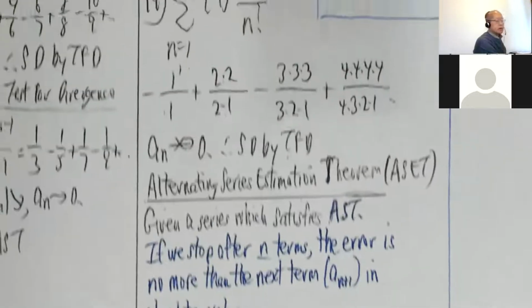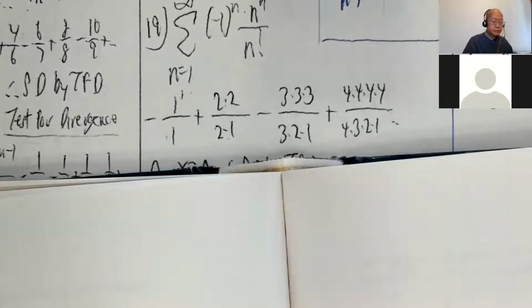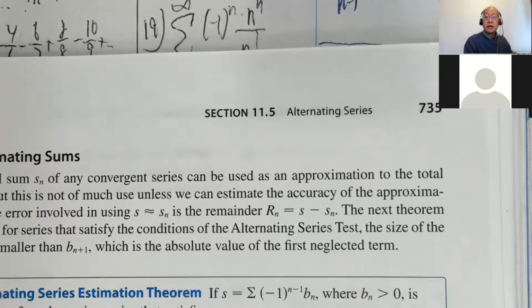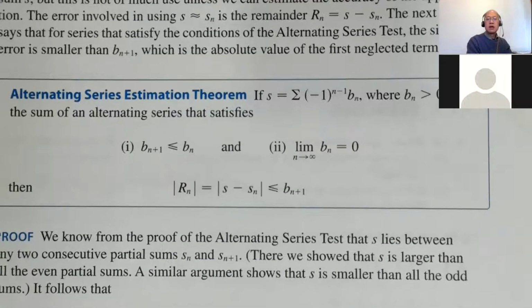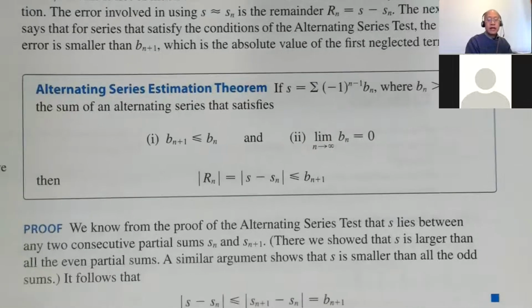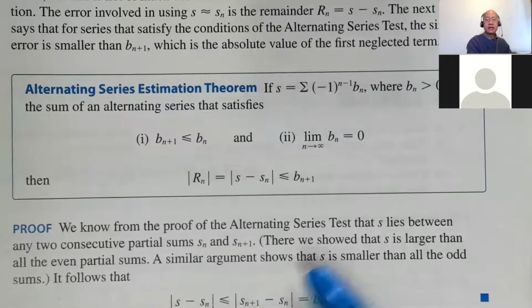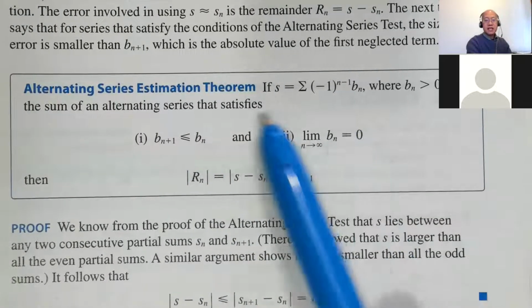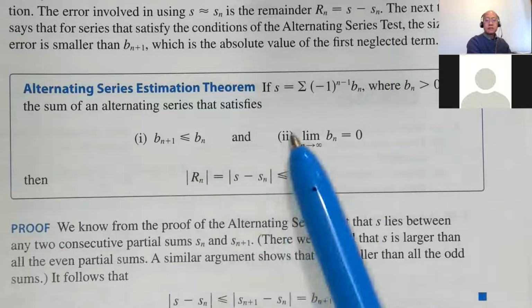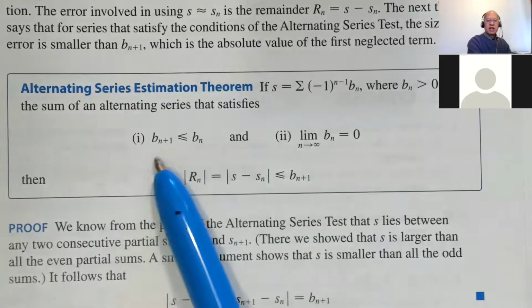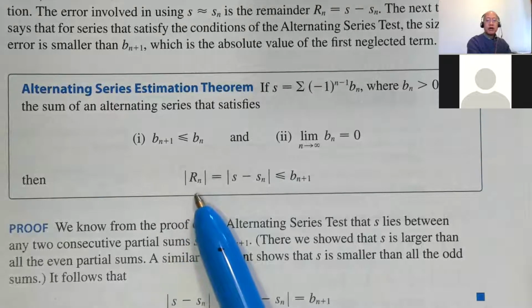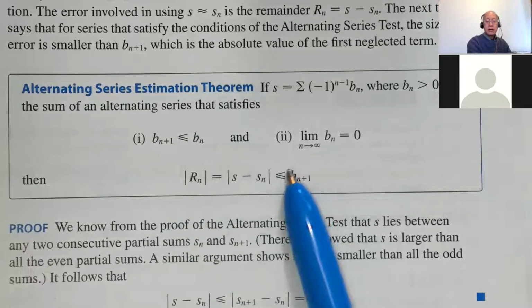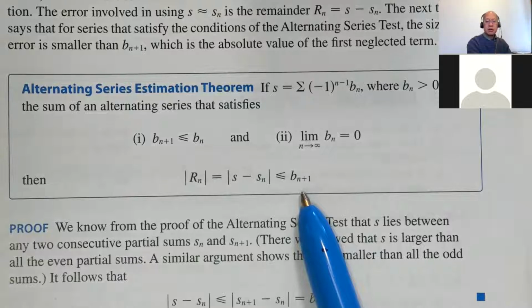I'll show you the text version of this. And then we just have a couple problems involving that. Page 735, alternating series estimation theorem. So what it has is equivalent to what I say, but you may not get this. So this basically says it satisfies the alternating series test. Okay, it's alternating, the terms decrease in absolute value and approach 0. Then absolute value of r sub n, the remainder, is less than or equal to the next term in absolute value.